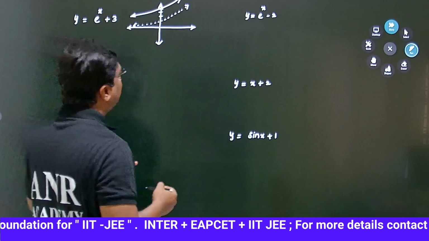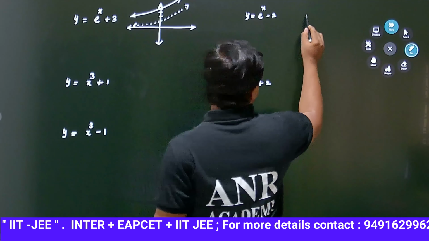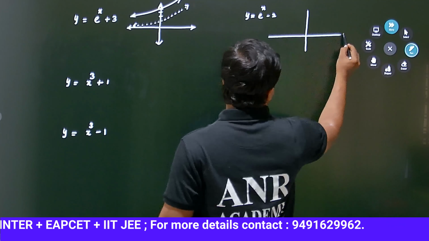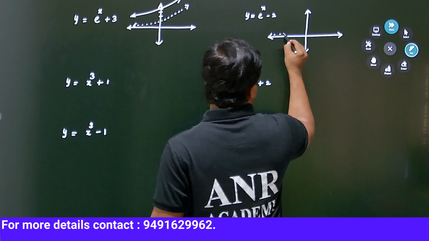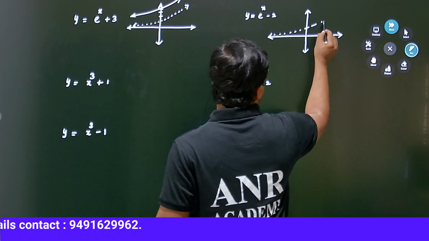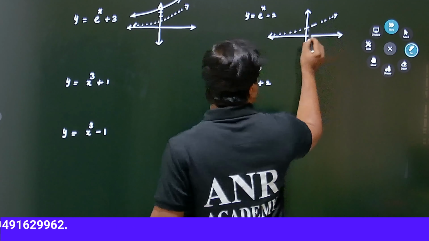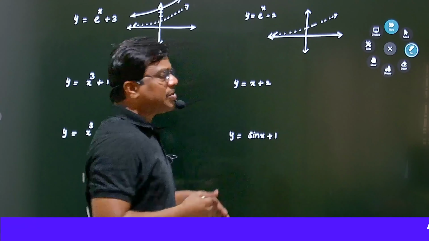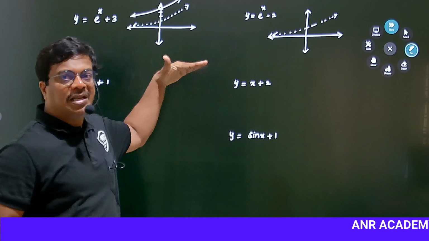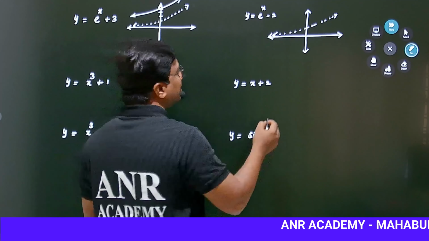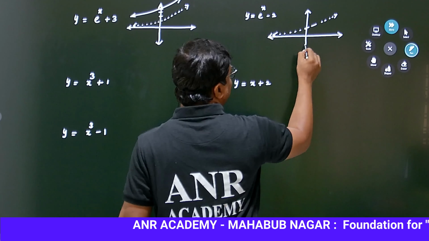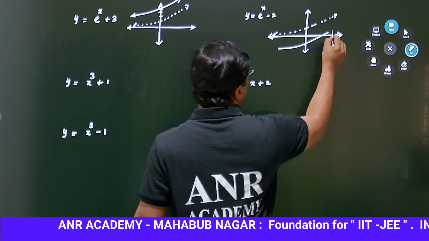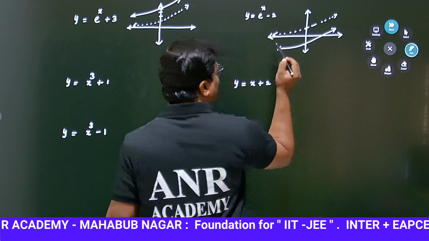Next, here you have e power x minus 2. You know that rapid growth function, exponential function, e power x graph, this one. When you have minus 2, just you have to shift the graph in the negative direction of y-axis 2 units. First 1 unit and then 1 unit. So you will get the graph of e power x minus 2 in this way.